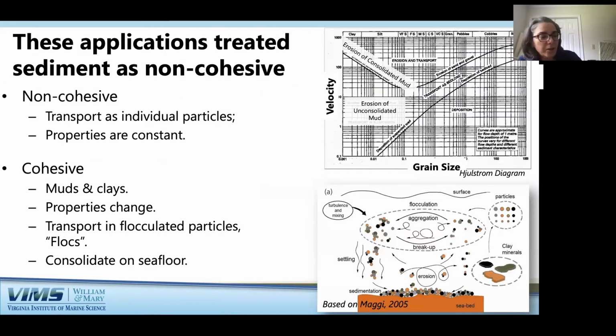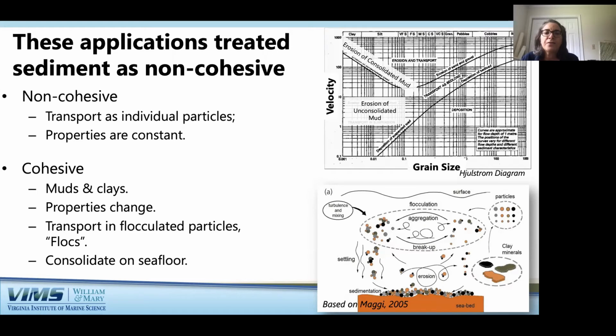And then I'm just going to close by pointing out that all of the models I showed so far assumed that our sediment was non-cohesive, but in a lot of our estuary and continental shelf environments, cohesive processes are important because we have muds and clays there. So for cohesive sediment, they're going to undergo flocculation, by which their settling velocities change. And then also when they settle to the bed, they're going to undergo consolidation, by which their erodibility changes with time.